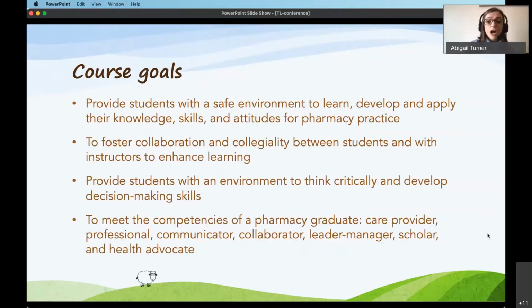So the goals we had for our course are we wanted to provide students with a safe environment to learn, develop, and apply their knowledge, skills, and attitudes for pharmacy practice. We wanted to foster collaboration and collegiality between students and with instructors to enhance their learning. We also wanted to provide students with an environment to think critically and develop decision-making skills. And the last course goal is a national education outcome that we need to think about when we're designing our courses. It is a goal to meet the competencies of a pharmacy graduate, which involve being a care provider, professional, communicator, collaborator, leader, manager, scholar, and health advocate.